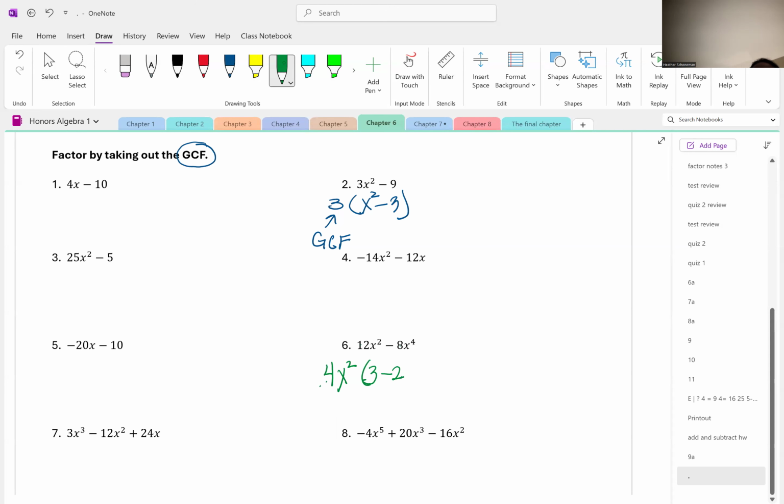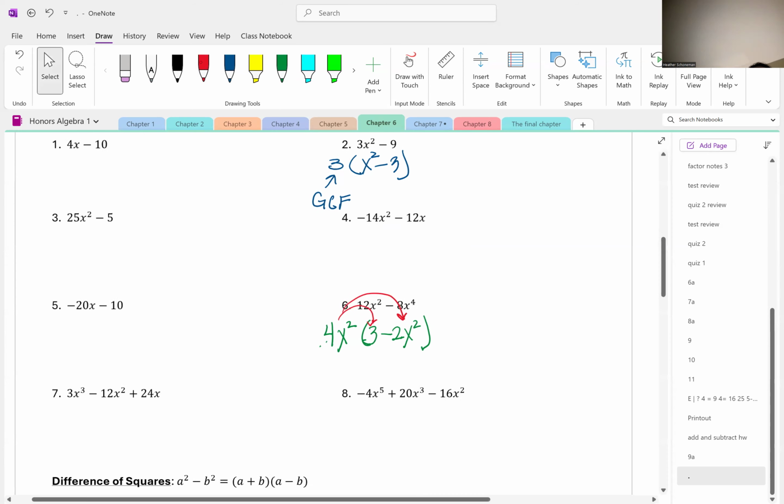Now remember that factoring is undoing multiplication. So if we wanted to, and we're not going to, we can multiply this back out and we should get the answer that we started with. That's true for every factoring problem that we have.